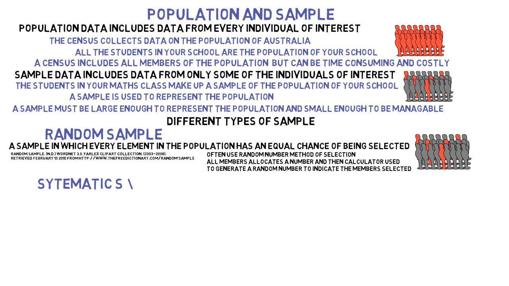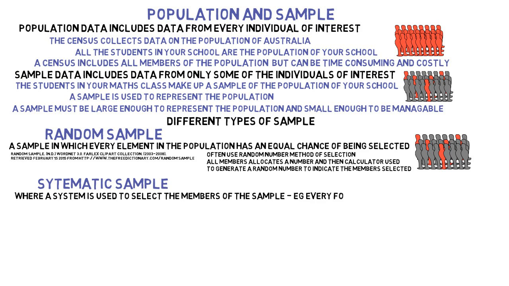Next, we look at systematic sample. This is where we use a system to select the members of the sample. For example, it may be every fourth person. So this is often used in quality control, where every 100th widget may be checked.